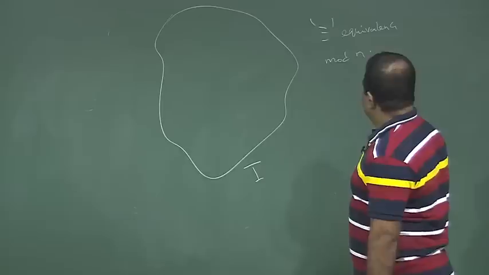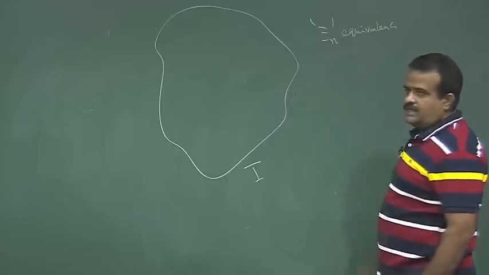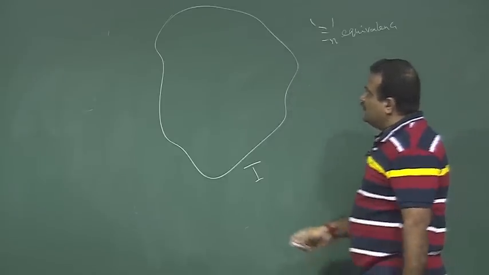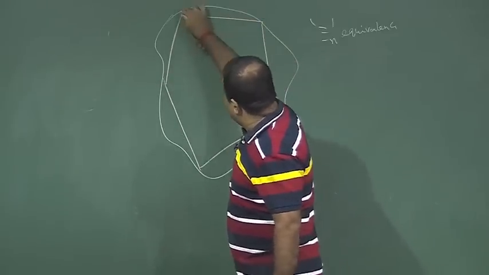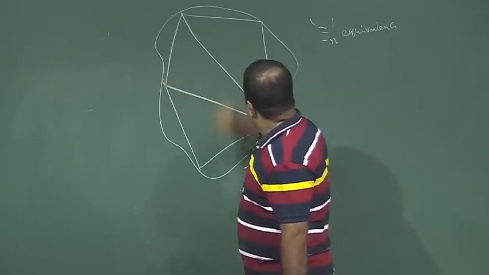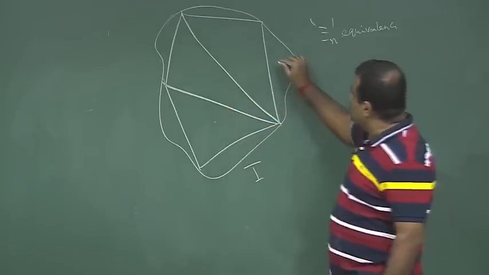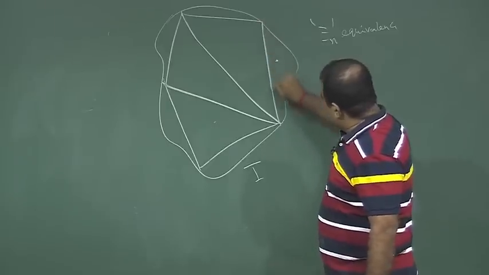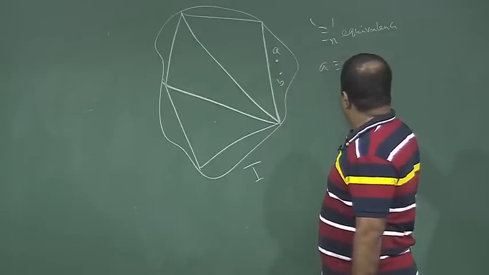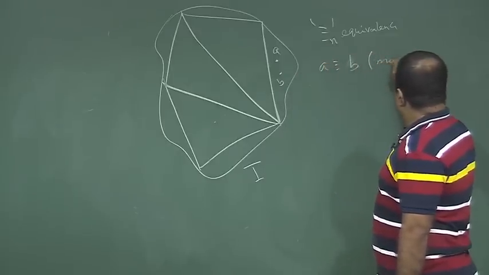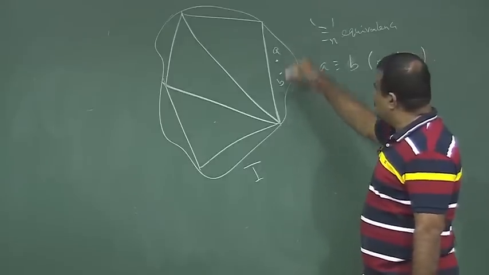So, this is mod n. It will partition the integer set into equivalence classes, a disjoint partition. Each of these parts of the partition is called an equivalence class. If a and b are related under this relation mod n, then they are in the same class.